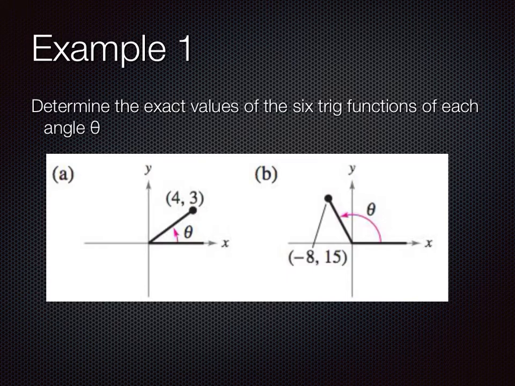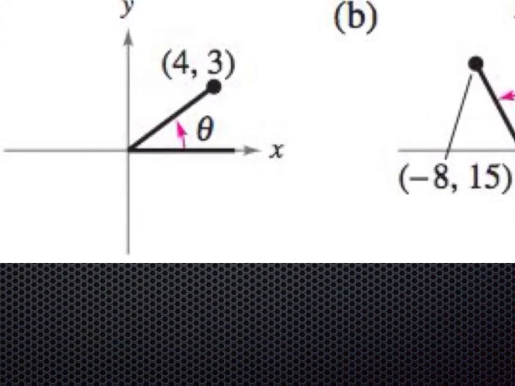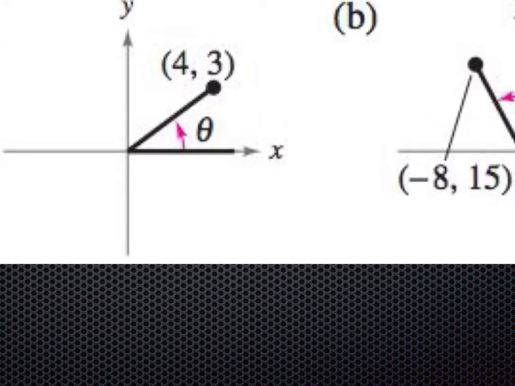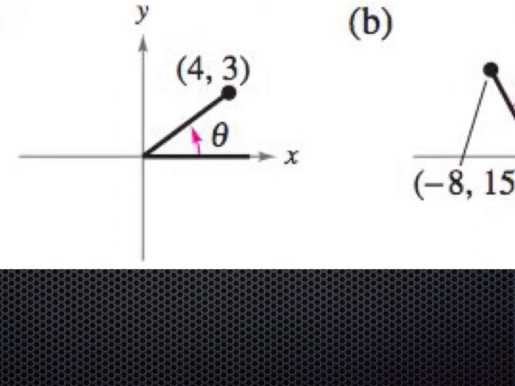All right, so what happens again if our endpoint is not on the unit circle? This is what it would look like. Determine the exact values of the 6 trig functions of each angle theta. So for A, my angle ends at 4, 3. 4 is my x value. 3 is my y value. My theta is in here, okay? So I have to complete this triangle.